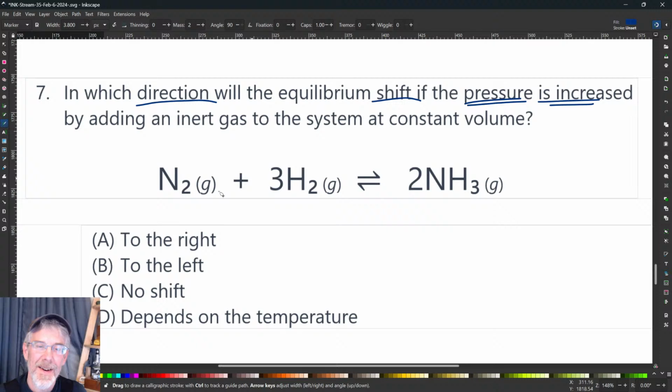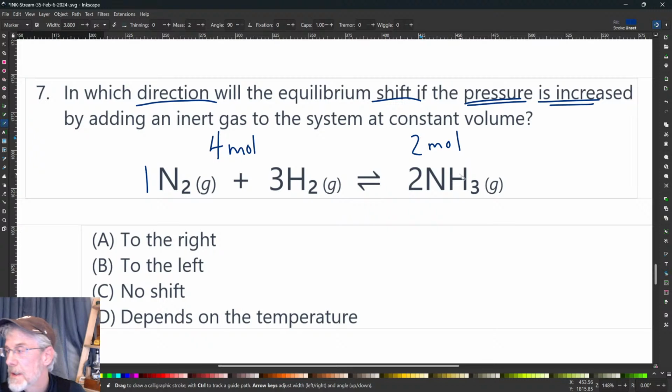All right, so here's the key with this. We have 1 plus 3. We have 4. You could think of it as 4 moles here. And you could think of it as 2 moles of gas here. So which one's going to have more pressure? 4 moles of gas or 2 moles of gas? Yeah, so this side will have a lot more pressure.